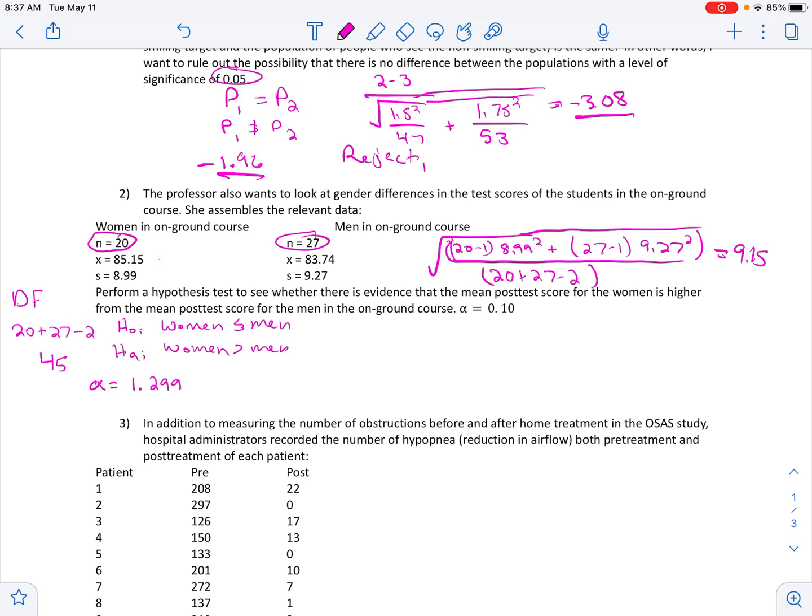So I'm going to subtract it. These two are my means here. These are my standard deviations here. So I go ahead, 85.15 minus 83.74 divided by the square root of the pooled variance, 9.15 squared over 20 plus 9.15 squared over 27. And so now, oh, not 20, this one is squared, not down low. So we're not squaring the sample size.